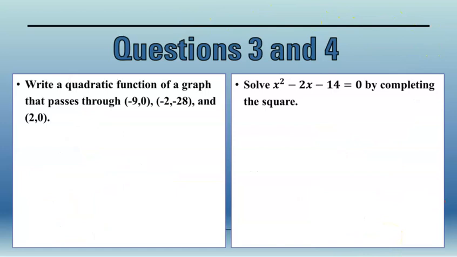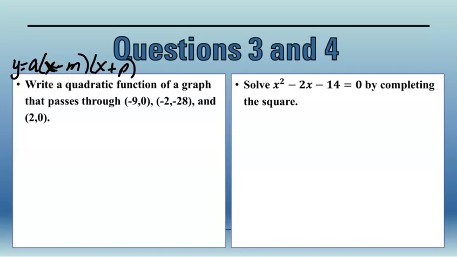Question 3. Write a quadratic function of a graph that passes through negative 9, 0, negative 2, negative 28, and 2, 0. Now, when I'm given the coordinates and I have the zeros, the easiest thing would be to write the function in factored form. So in factored form, it would be y equals a times x minus m times x plus p. Now the m and the p and the plus and minus, they can be anything, any number. It all depends on what our zeros are.